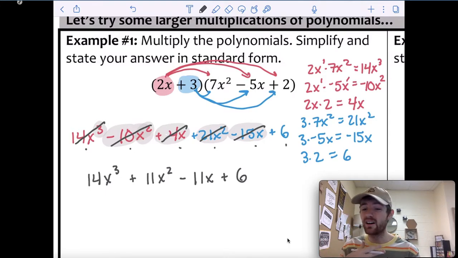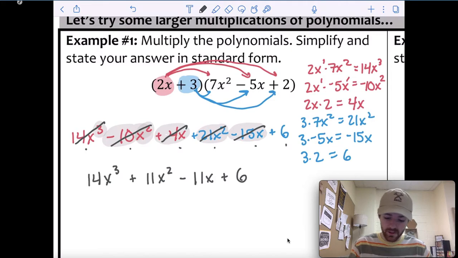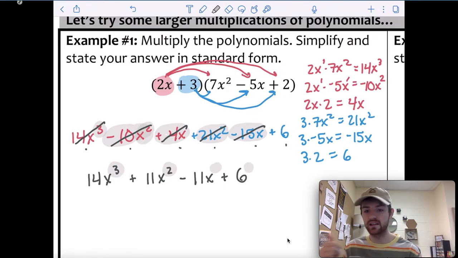Once you combine all the things you see that can be combined, ask yourself, is this in standard form? Is my biggest exponent here? Is my next biggest exponent next? So on and so forth. Here we got it, and we're good to go. That's it.